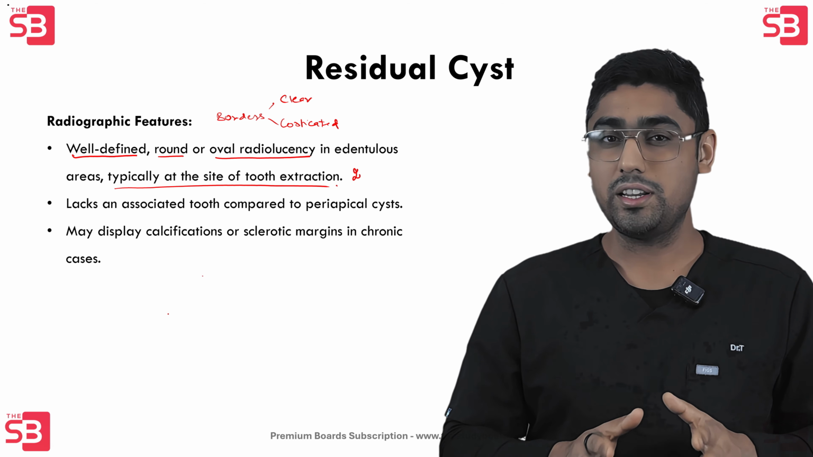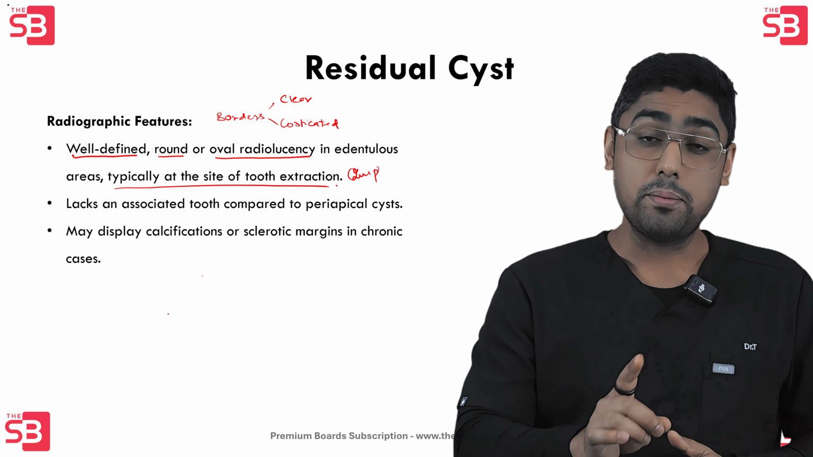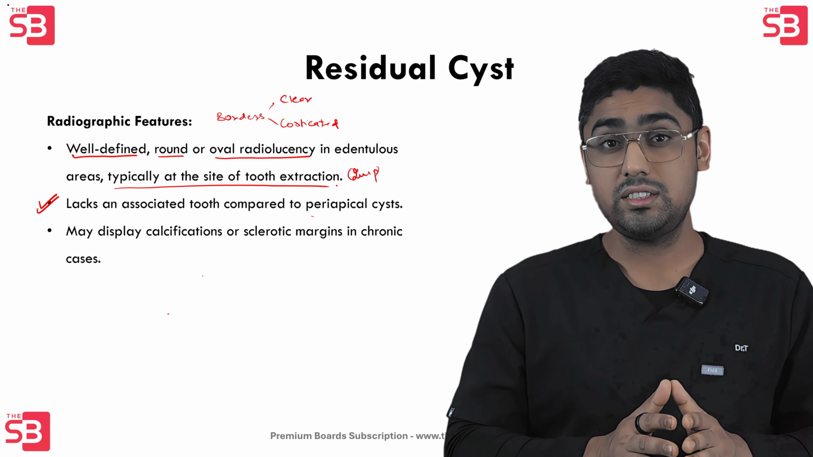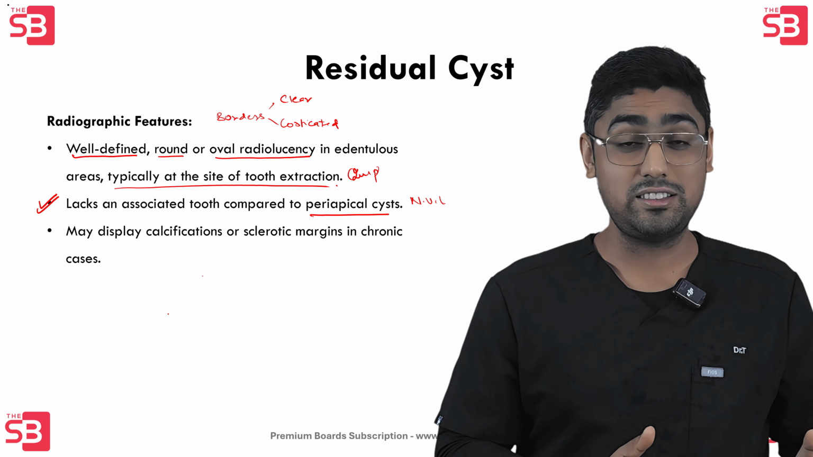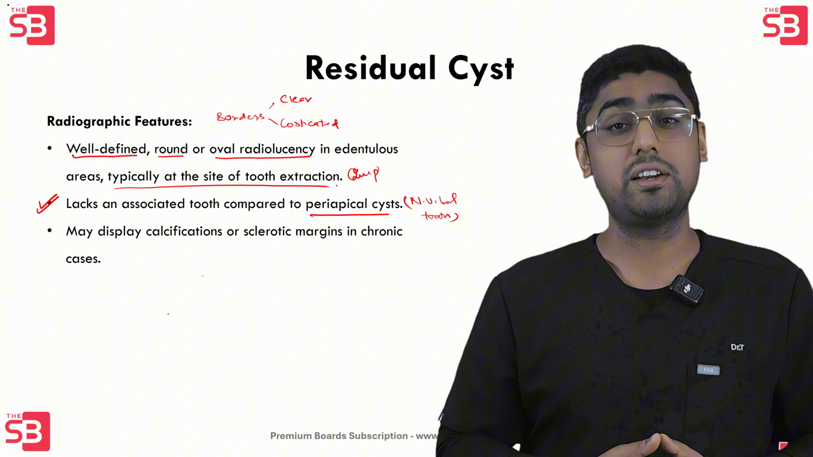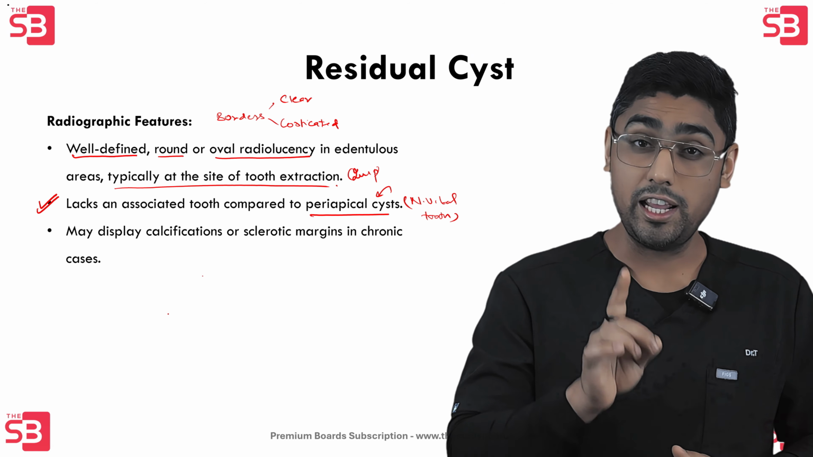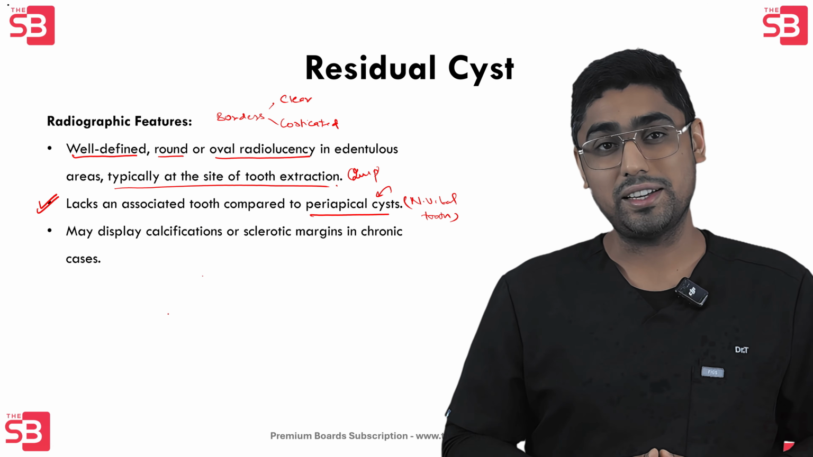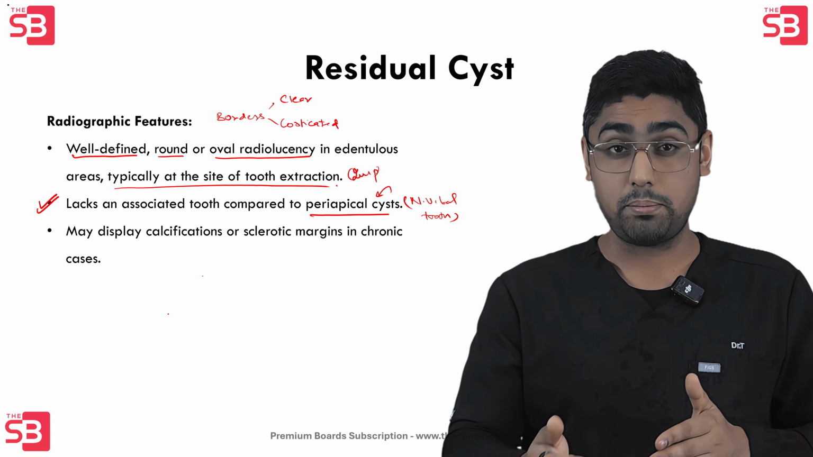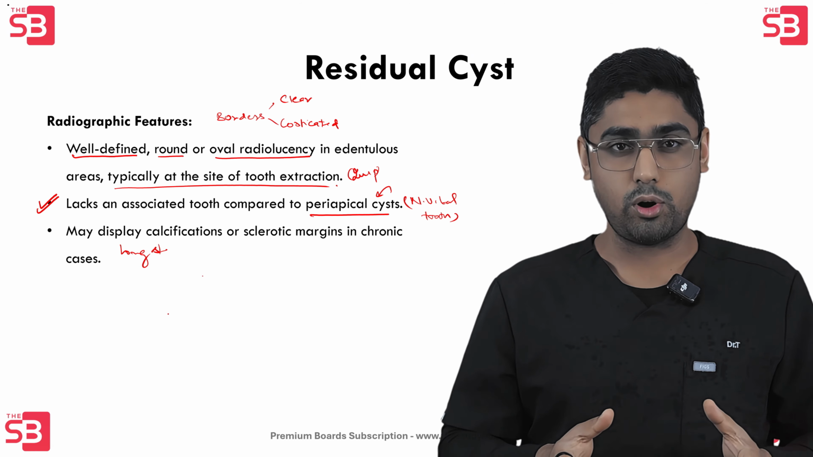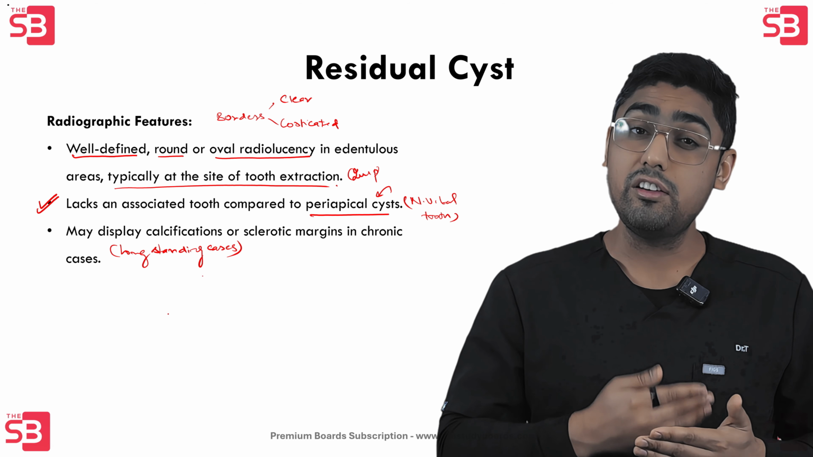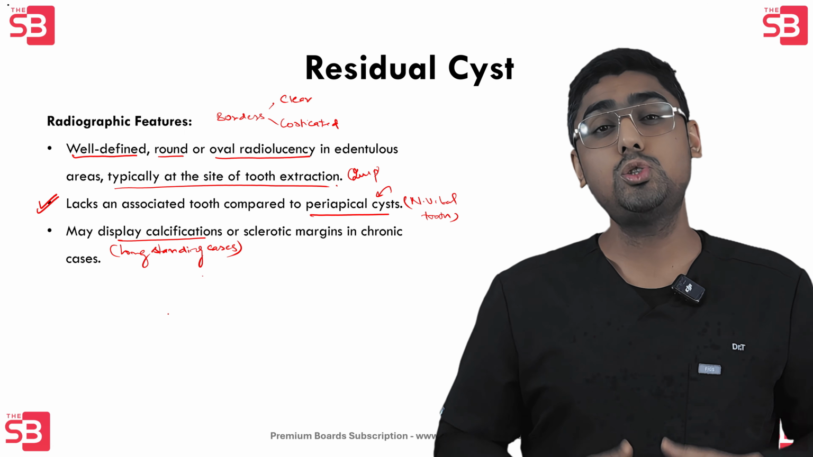And here is another important key point that you would like to look at. Unlike a periapical cyst, which is always attached to a non-vital tooth, a residual cyst is not going to be associated with any existing tooth. So if you see a tooth present there and a cyst, that's never going to be a residual cyst. And that distinction is what helps you tell the two apart radiographically. And in long-standing cases, you may actually notice some calcification happening inside of the cyst or a sclerotic border forming around it, and these changes can happen gradually because of chronic inflammation and the bone's natural attempt to heal.